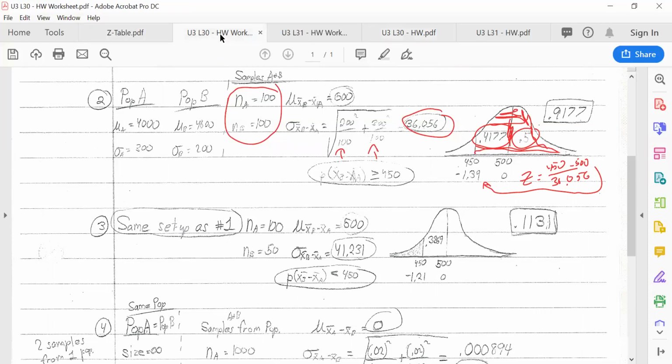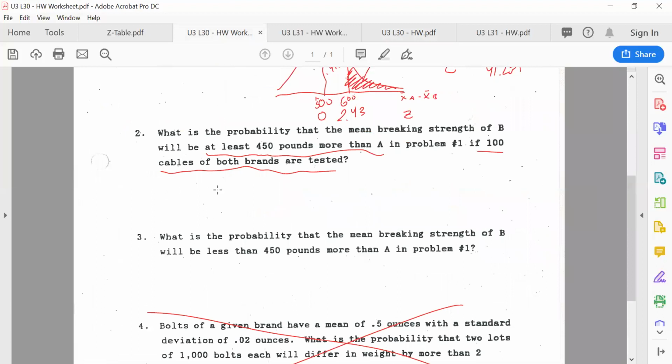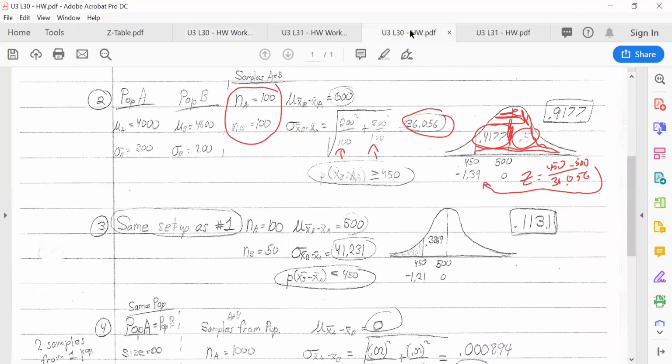Number three said, what is the probability that the mean breaking strength of B will be less than 450 pounds more than A in problem number one? I know what some of you were thinking here, and check your answers. Two said 450 or more. Number three said less than 450. How many of you, raise your hands right now at home, thought that two and three were just complements of one another? Raise your hands. All right, two and three were not complements of one another.